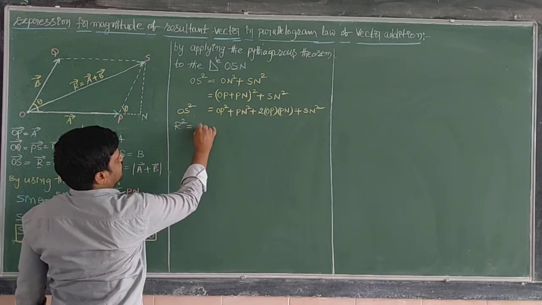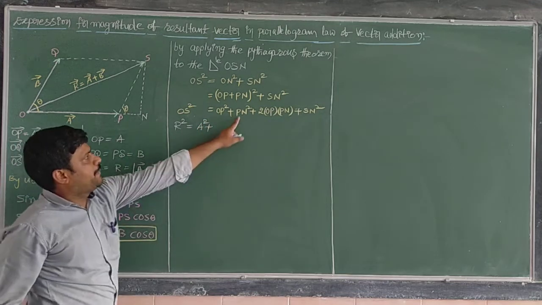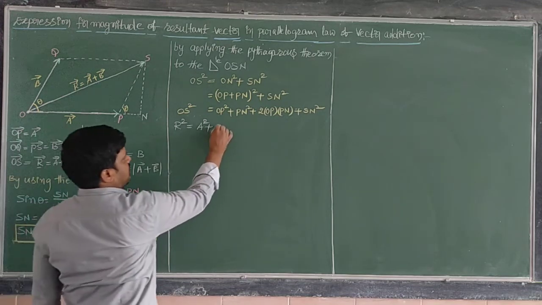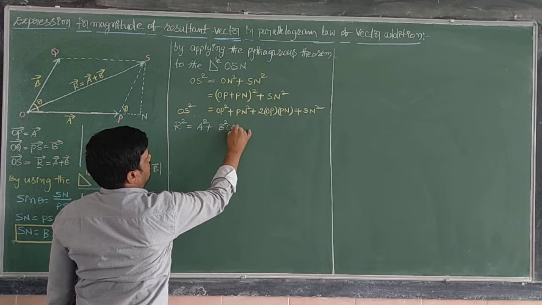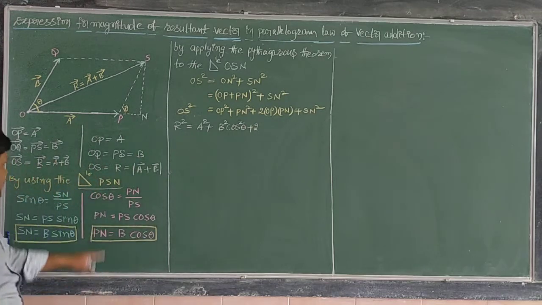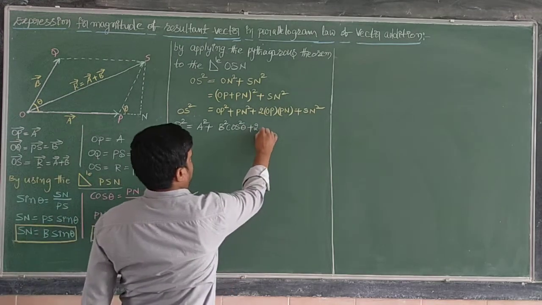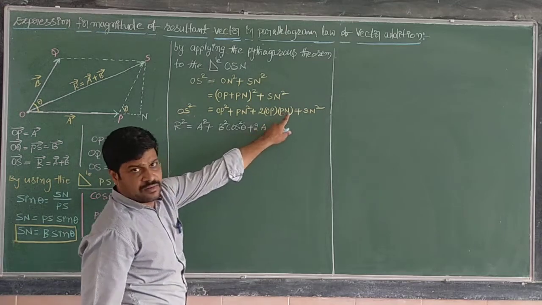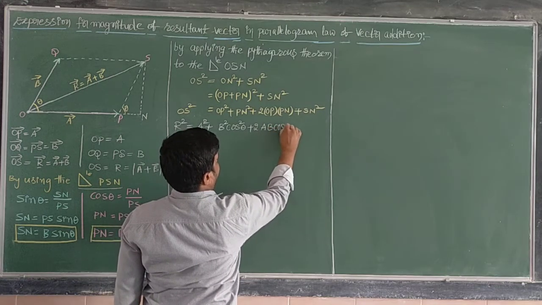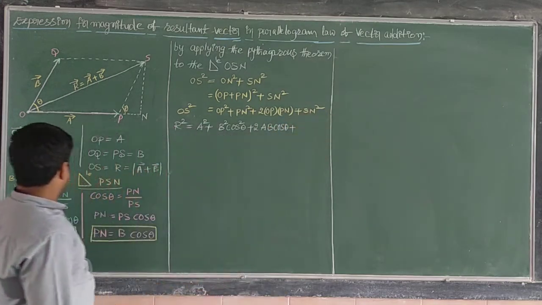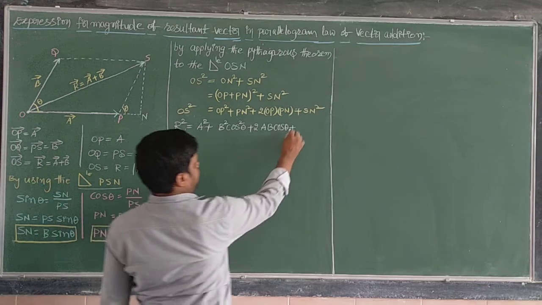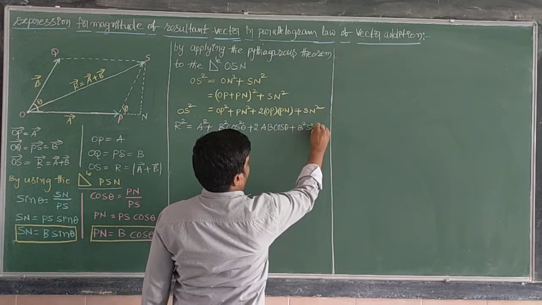A square plus PN square. What is the PN square? It is nothing but B square cos square theta, plus next 2 into OP. What is the OP? It is nothing but A, next to PN. What is the PN? It is nothing but B cos theta. Plus SN square. SN square means B square sin square theta.